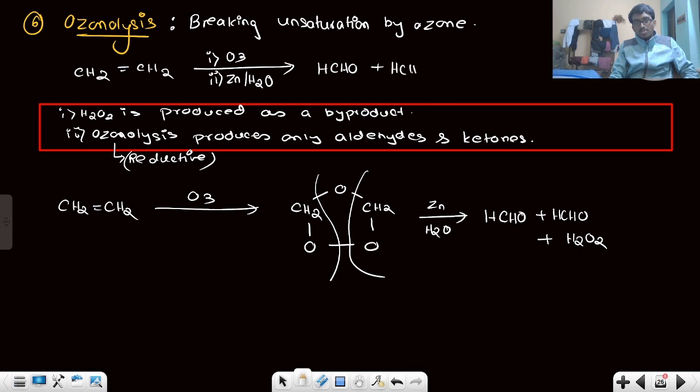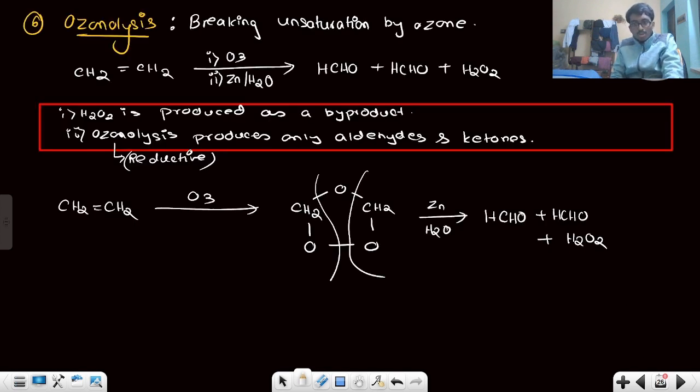HCHO plus HCHO plus H2O2. Done. Yes, understood what is exactly happening. So you are building a body, you are breaking the body to get the final product. This is reductive ozonolysis, simple as that. Okay, we have alkyne next.